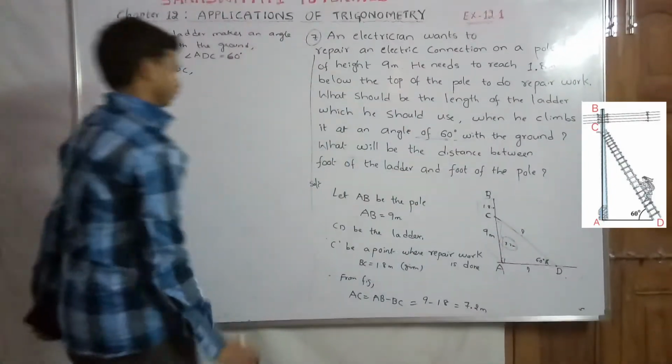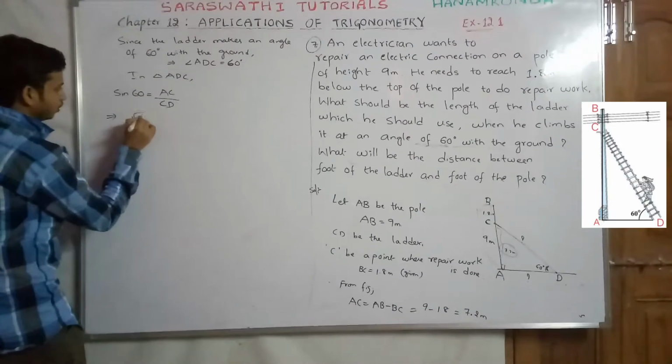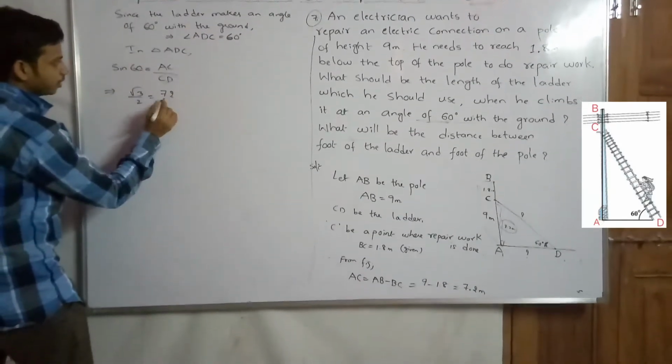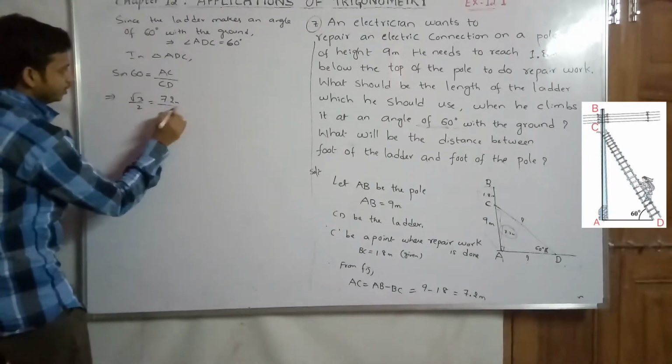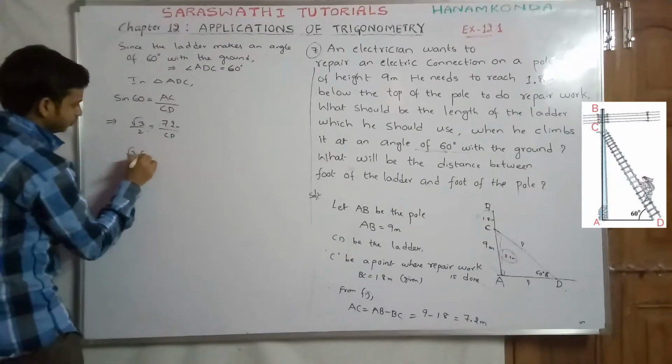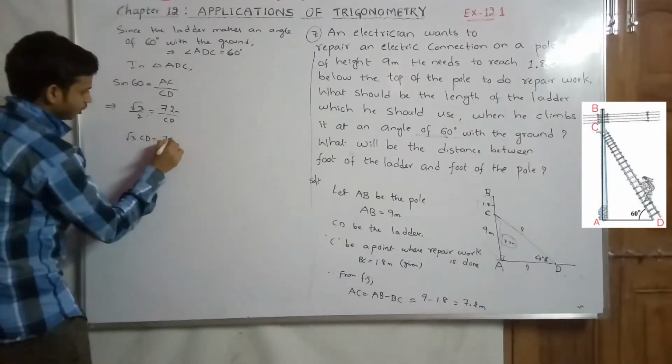Okay, sin 60 equals... so it implies the sin 60 value we know is root 3 by 2. So root 3 by 2 equals the AC value, which is obtained as 7.2 meters, divided by CD. So if we cross multiply, root 3 into CD equals 7.2 into 2.